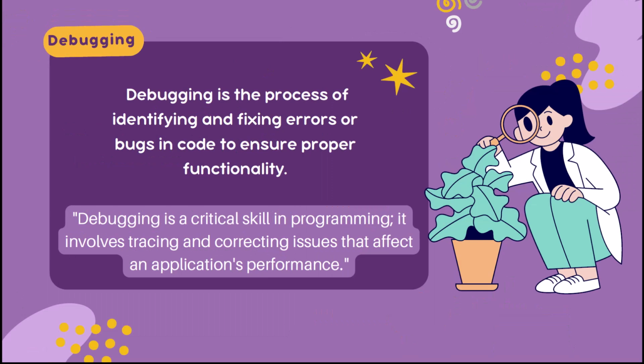Debugging. Debugging is the process of identifying and fixing errors or bugs in code to ensure proper functionality. Example. Debugging is a critical skill in programming. It involves tracing and correcting issues that affect an application's performance.